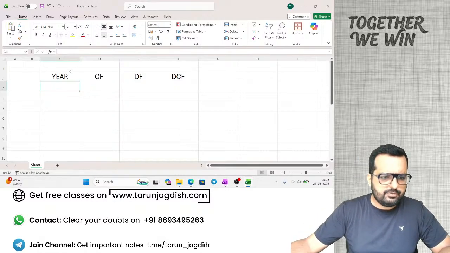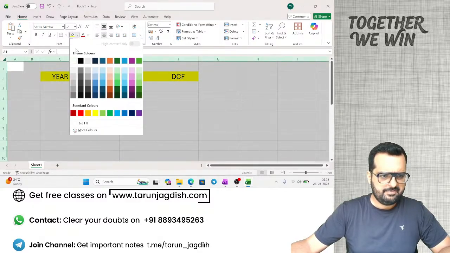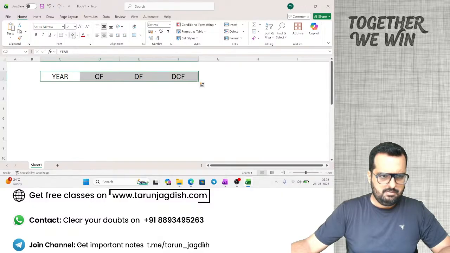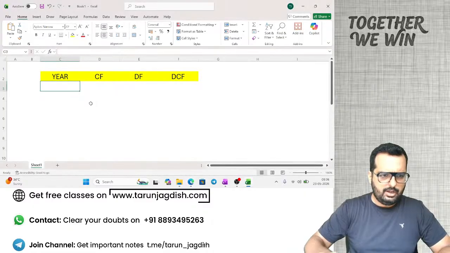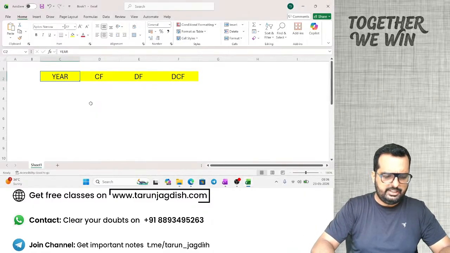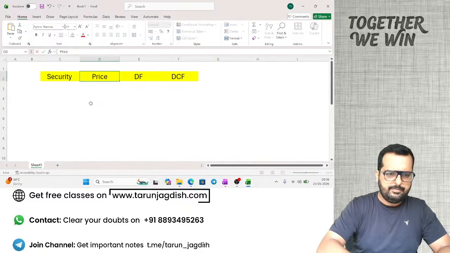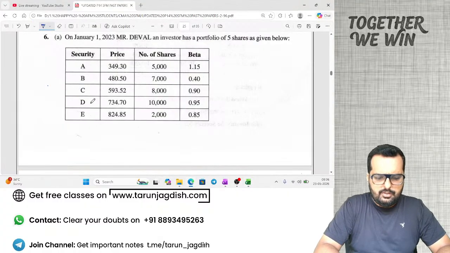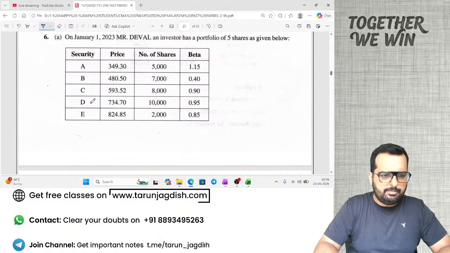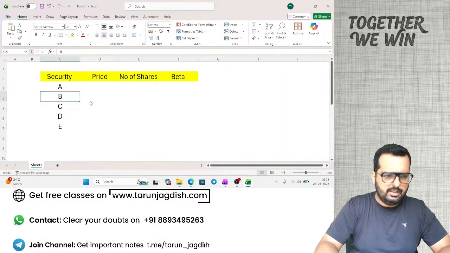All right. Here, cash flow, discounting factor, discounted cash flow. All right. So you have, sorry, I think we need to change the name: security. Then you have price. Then they have given you the number of shares. Then they have given you the beta. So let me put up these numbers A, B, C, D, E.